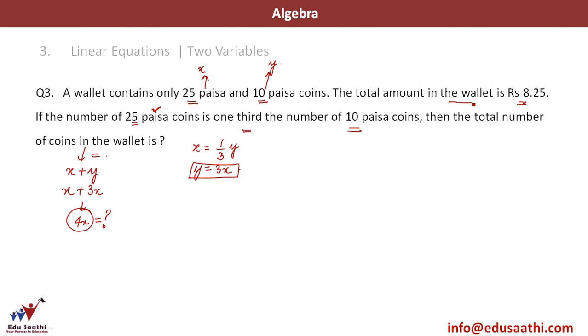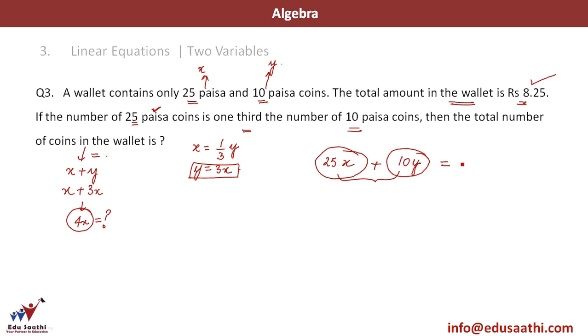The total amount in the wallet is 825. Now, the number of coins are x, and the value of each coin is 25 paisa. So the total value is the number into the value of each coin, plus the number of coins are y and the value of each is 10 paisa. So this will be the total value, adding up.